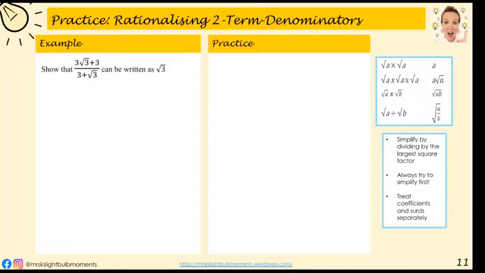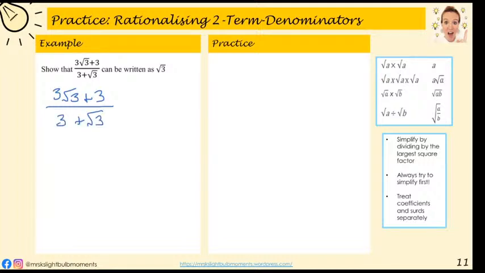Now this is a top of the higher tier topic, so please don't panic if you get a bit lost with this one, because it is top. But I'm going to try and explain it to you so it's there if you need it. Now I'm just going to rewrite our first fraction out, so I've got a bit more room to do the workings. We've got 3 root 3 plus 3 over 3 plus root 3.